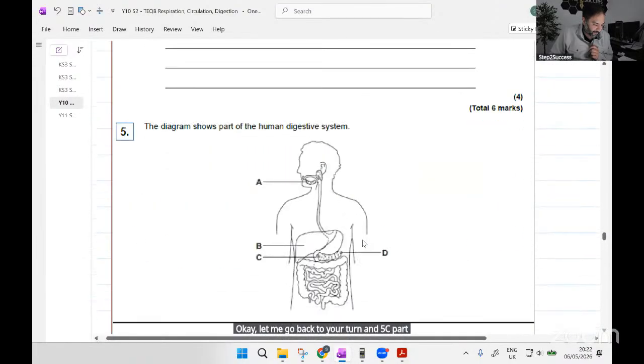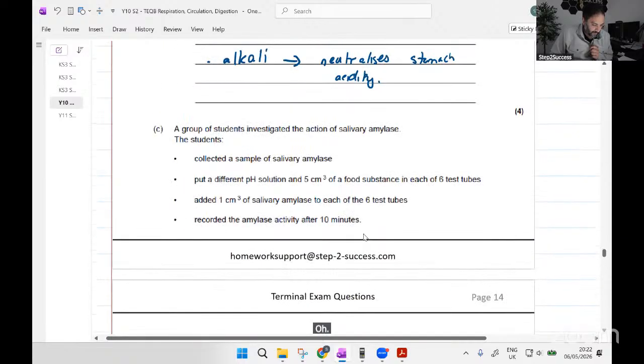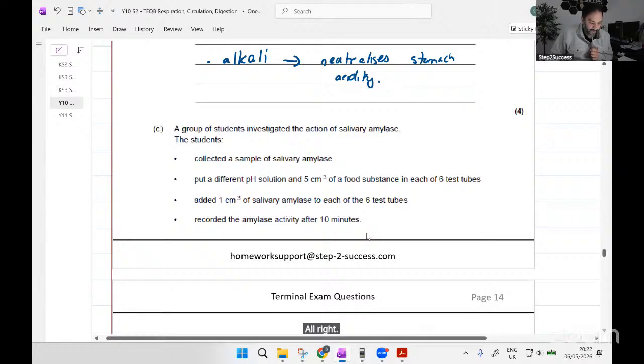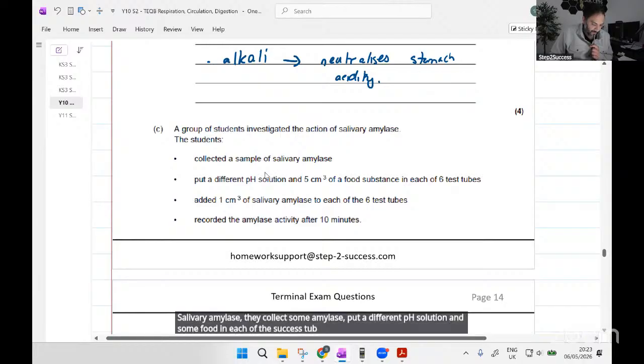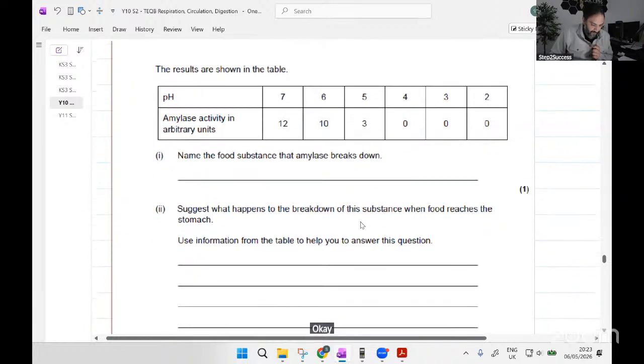I think I've probably already done it. Oh, of course not. Okay, right. Salivary amylase. They collect some amylase, put a different pH solution and some food in each of 6 test tubes, added some amylase, recorded the amylase activity after 10 minutes. Okay, that's starch. Suggest what happens to the breakdown of the substance when food reaches the stomach.